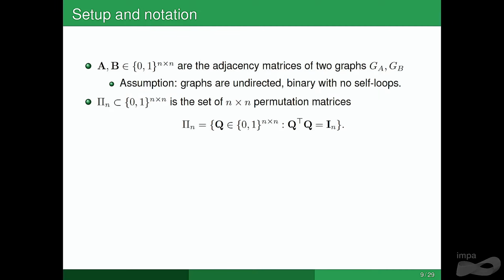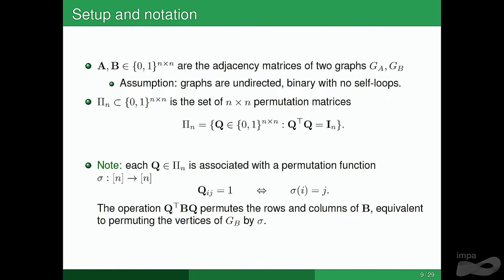This is a notation that I'm going to use for the set of permutations, Pi n, all the permutation matrices of size n. And this is what I explained already. For each permutation matrix Q, we can find a permutation function associated to it, so that if we do this operation, Q transpose BQ, what we're doing is simply rearranging the rows and columns of the matrix so that the nodes correspond according to this permutation. This is an operation that we will be using a lot today, so just keep in mind this notation.